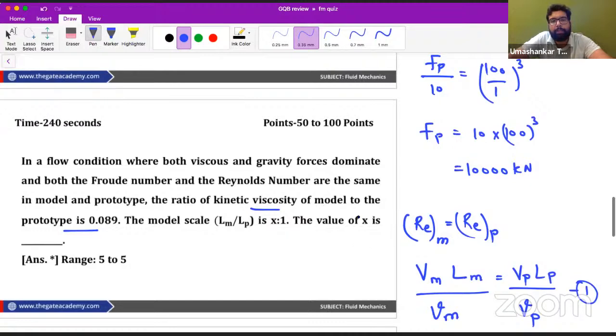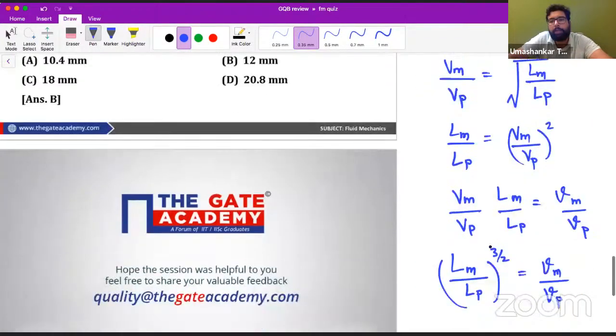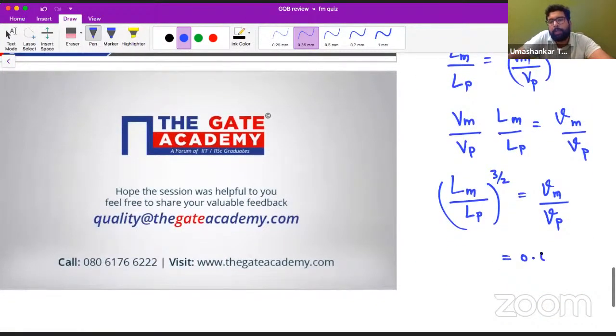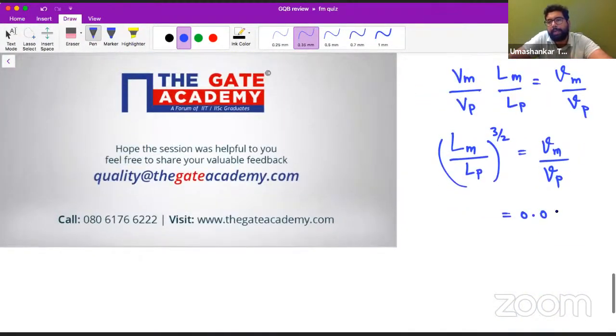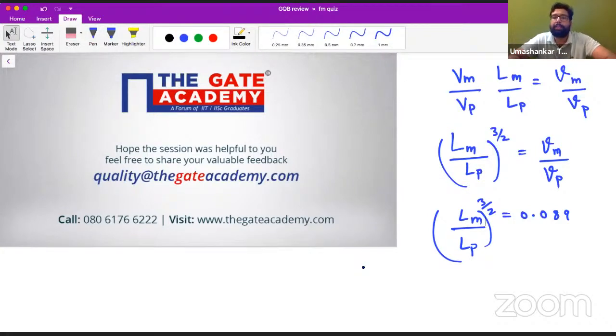Now the ratio of kinematic viscosity of the model to the prototype is given to be 0.089. Now solving this equation, I hope you will be getting 5:1. Let me check it once. I am not carrying my calculator today, so I have to do it by mobile.